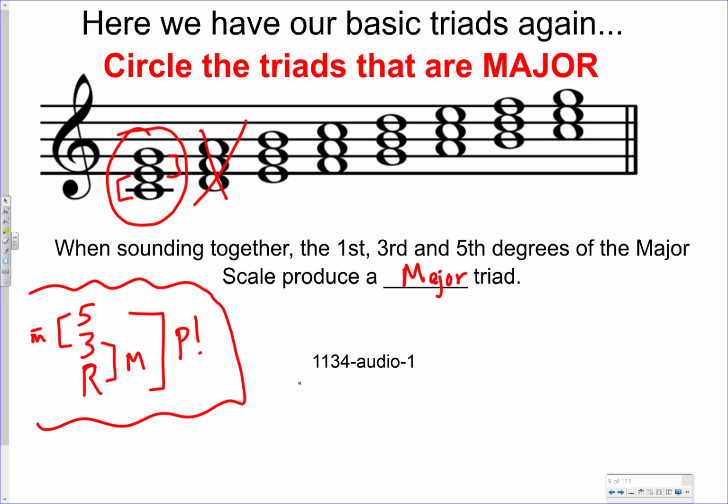Let's move on to the mediant triad. I have an E as the root, up to a G. G is not in the key of E major. It's a minor third, not a major third. So I cannot circle that one as a major triad.